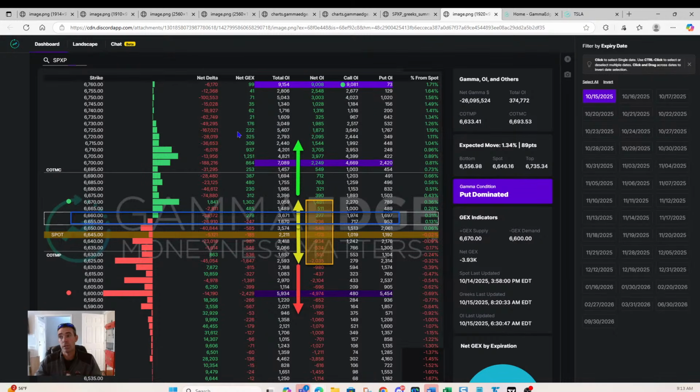SPXP 0DTE structure heading into today. Put dominated, but our net GEX is very low, so we're within the overall noise floor of this being able to flip to call dominated depending on where the implied open is. If we start capturing a significant amount of out of the money calls to the upside, or driving these in the money puts out of the money, then this may cause some fear, some monetization.